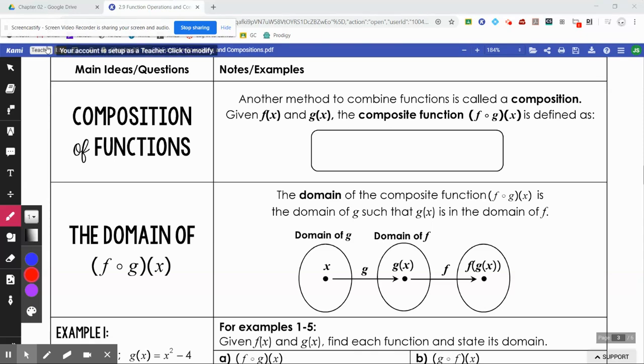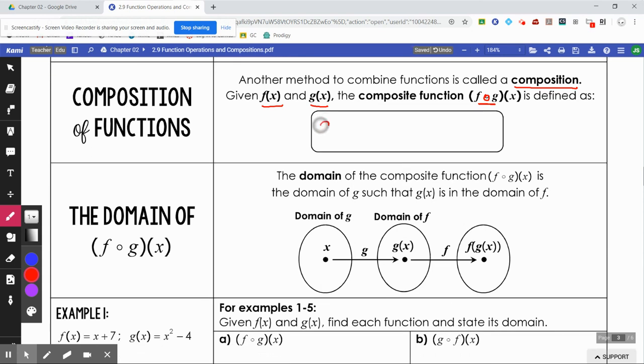Okay, in this video, we're going to be finding the composition of functions, and here's the definition. Another method to combine functions is called a composition. Given f of x and g of x, the composition, and here's how we write it. And again, that little circle, that is not multiplication, that is "of." We read it as f of g. And here's actually the definition of it.